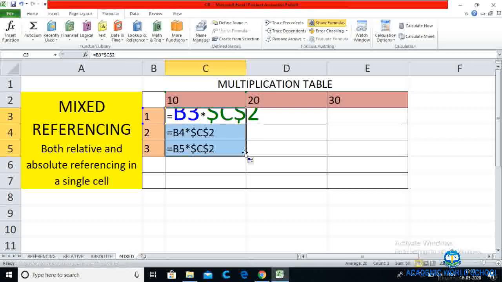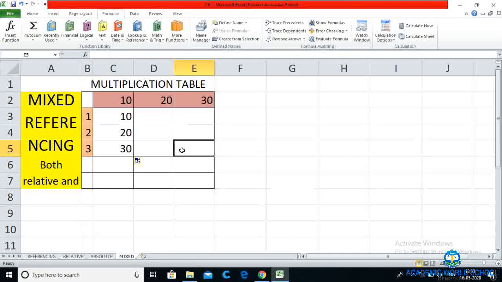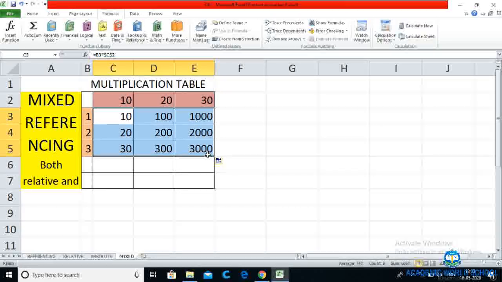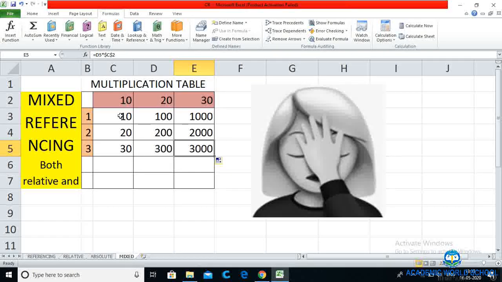So simply click and drag. Look. Let's hide the formulas now. Okay, yes. The result is in front. Now what will happen if we drag it horizontally, to its right-hand side? Will the answer come? Oh my god. OMG. 200, 300, 3000. Now you will be thinking, ma'am, you don't even know the multiplication table, right?